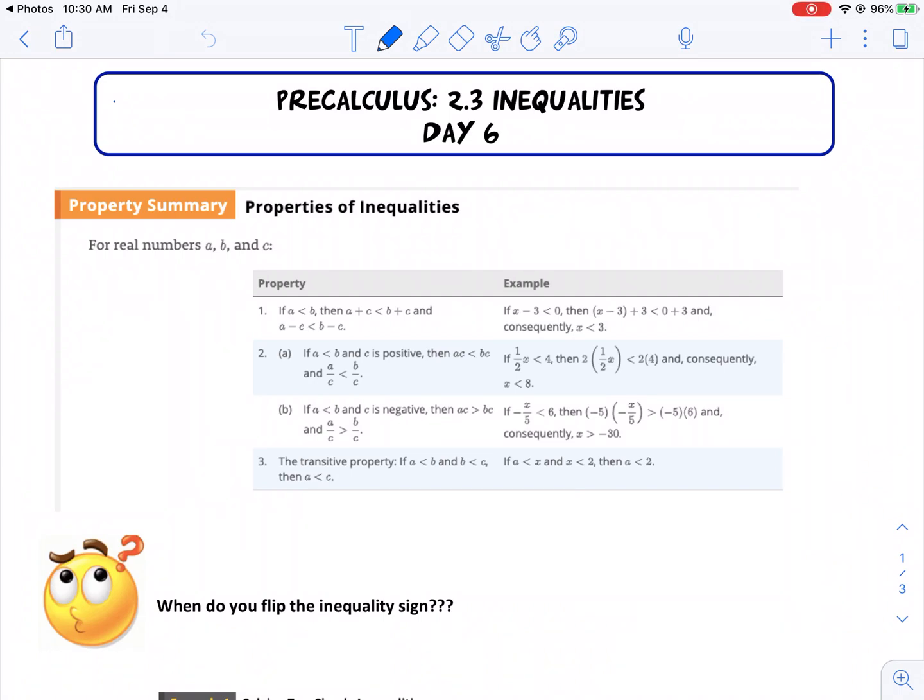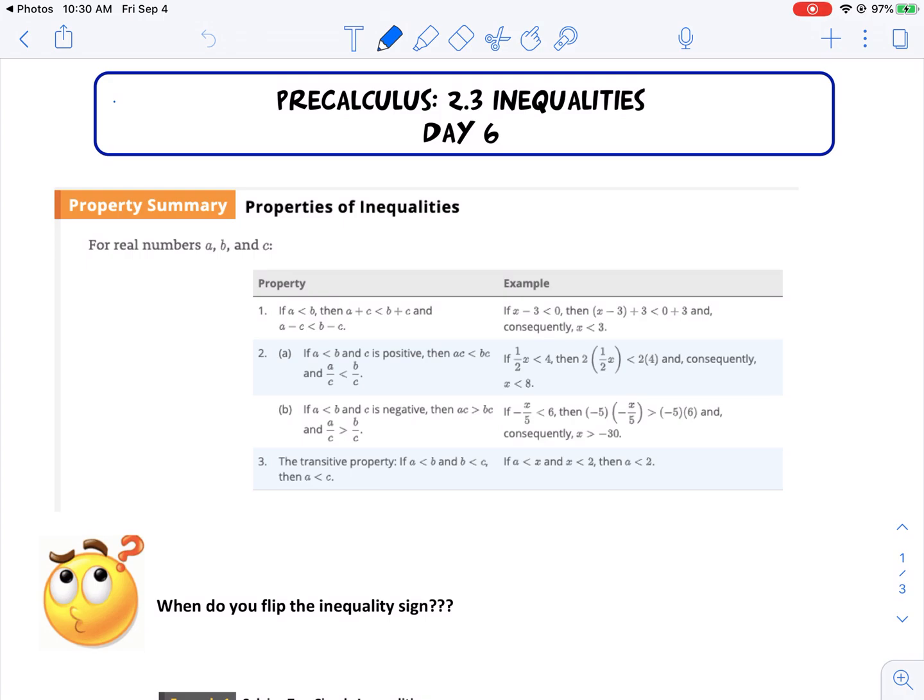Welcome! We are working on section 2.3, all about inequalities today. So a couple properties of inequalities we'll talk about. As you can see, we have our little smiley face down here thinking. We have to remember about flipping inequality signs, and then we'll get into absolute values with inequality signs. So a lot of things with inequalities coming at you today.